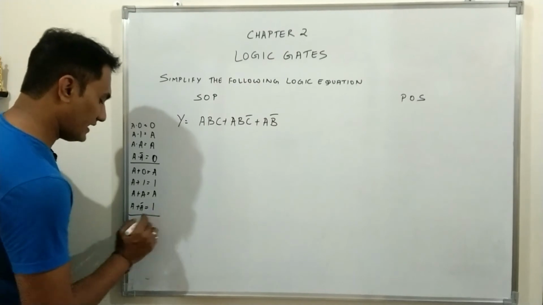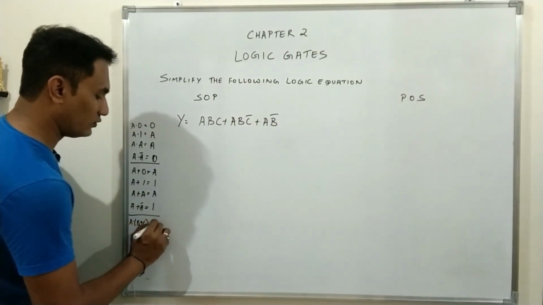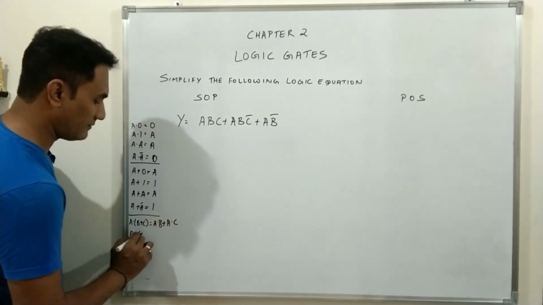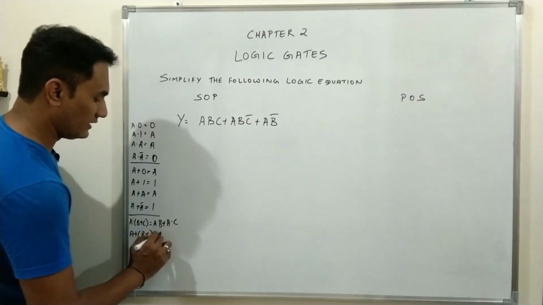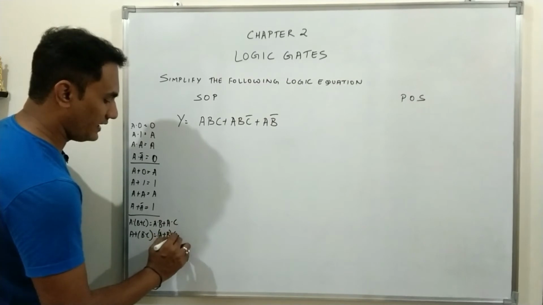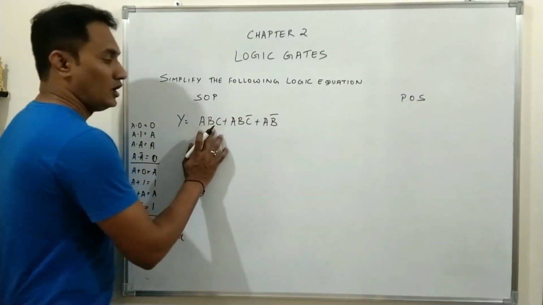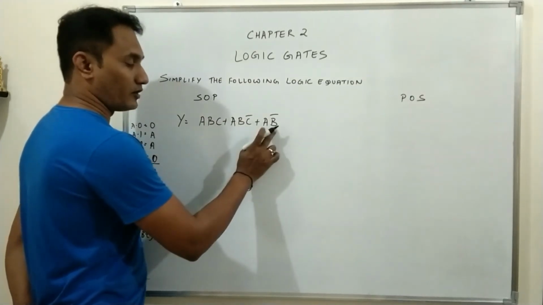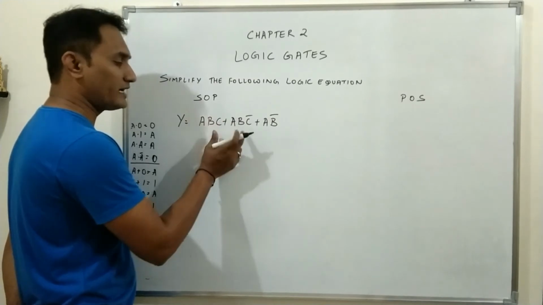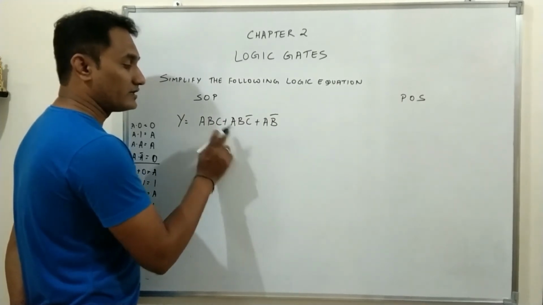Apart from that, there is a distributive law: A dot (B plus C) equals A dot B plus A dot C, whereas next is A plus B dot C equals (A plus B) dot (A plus C). So these three laws are very, very important. Now, as I said, this is an SOP type of problem. What you have to do is take the common term from any two expressions, and the variable which is left in the bracket should get eliminated.